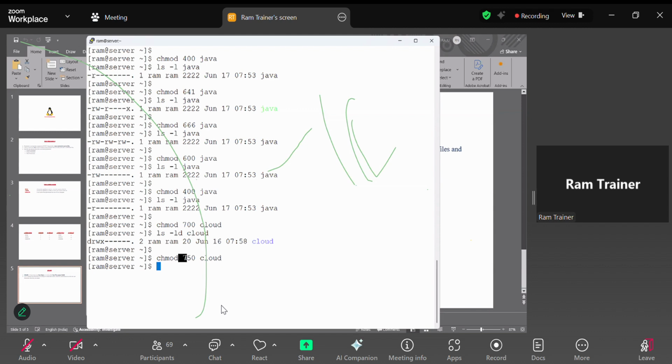And chmod 750 on the cloud directory. Then what is the meaning? Again, user has read, write, execute, but group people can also read and execute. But others get nothing. See this? Read, execute, nothing.